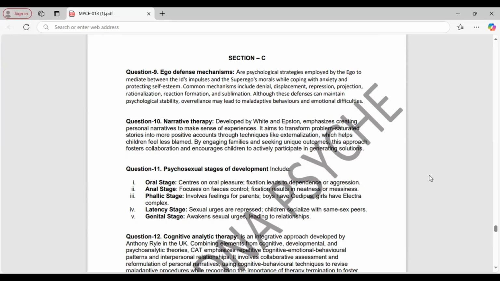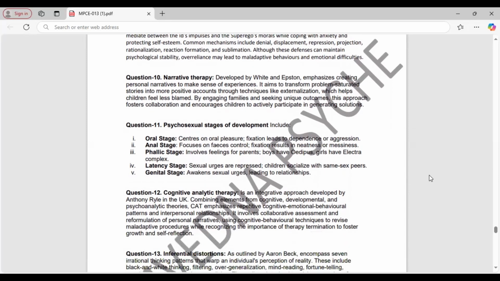Question 11, psychosexual stages of development. According to Freud, there are 5 stages, including oral stage, which focuses on oral pleasure, which leads to dependence or aggression. Anal stage focuses on fecal control, resulting in neatness or messiness. Phallic stage involves feelings for parents. Boys develop Oedipus and girls develop Electra complex. Latency stage, where sexual urges are repressed and the children socialize with same-sex peers. Genital stage awakens sexual urges, which leads to relationships.